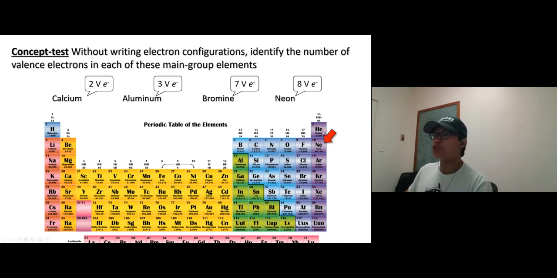The only one that doesn't follow this is helium, because helium is a small atom, with only a 1s orbital, 2 electrons, that's max, it can't fit any more than that. But this guy is in group 8.